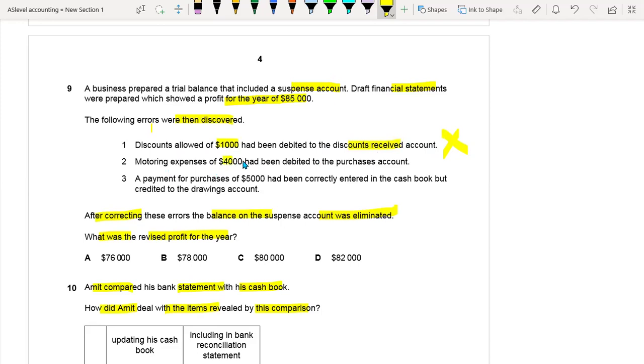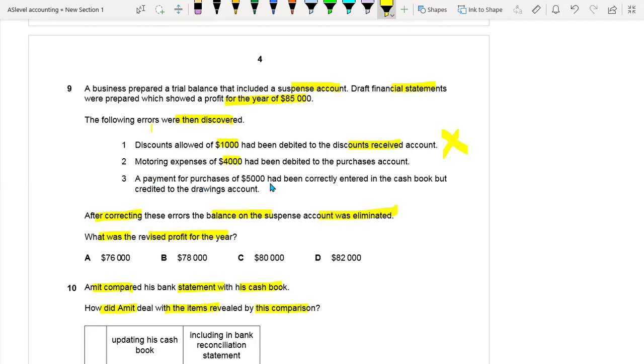Motor expenses of 4,000 had been debited to the purchases account. Again, because we know the purchase account, if it is going to rectify this error, the purchase account is decreasing. So it means that it would be decreasing your cost of sales and increasing GP, and hence increasing your profit. So if the motor expense is $4,000, it's decreasing your profit. So if we rectify this error, again the net effect would be 0.